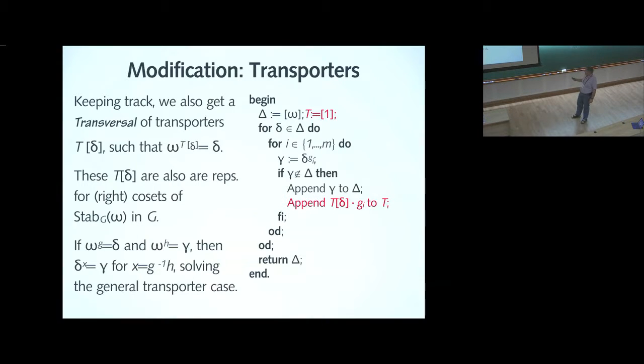these transporting elements, simply by starting, just taking the identity as transporting element for omega, and then every time I get a new point, I take the existing transporting element and multiply with the generator. And these transporting elements also would be representatives for the right cosets of the stabilizer because of the bijection between stabilizer cosets and elements in the orbit.